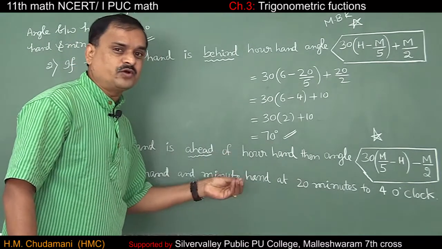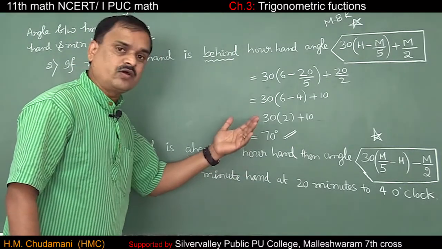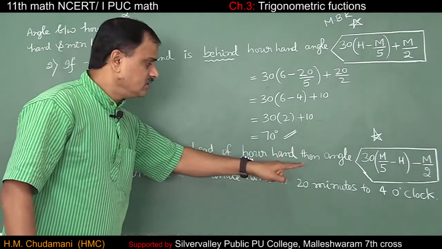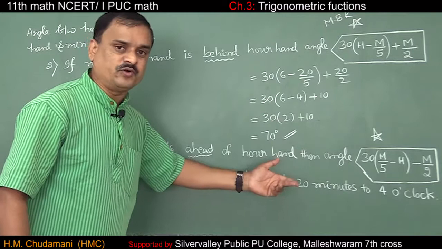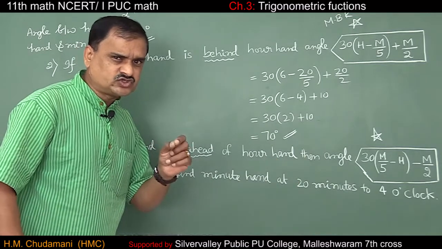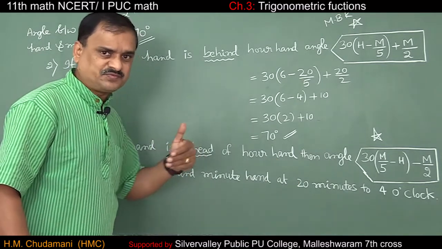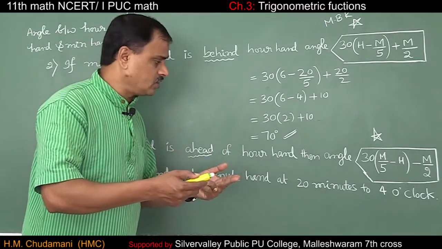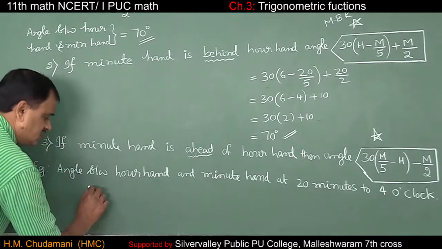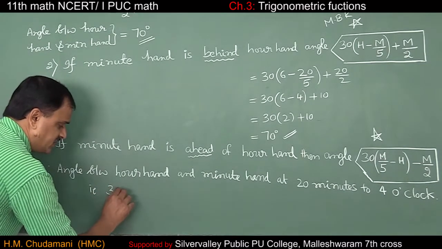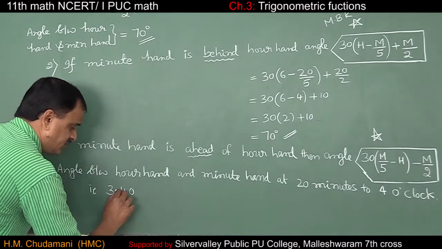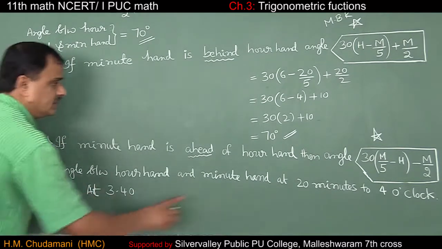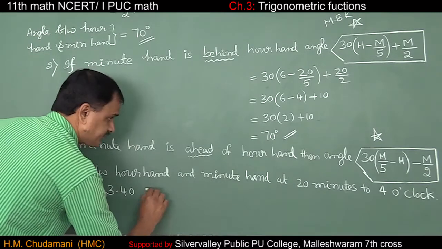20 minutes to 4 o'clock means the minute hand should be at 8, that is 40 minutes. So 20 minutes to 4 o'clock is 3 hours 40 minutes, at 3:40. Okay, so apply the same formula.